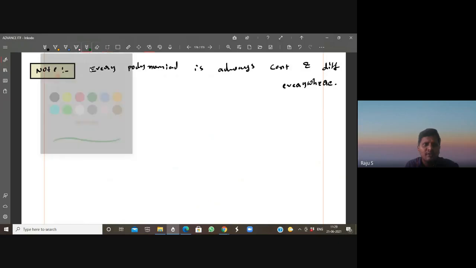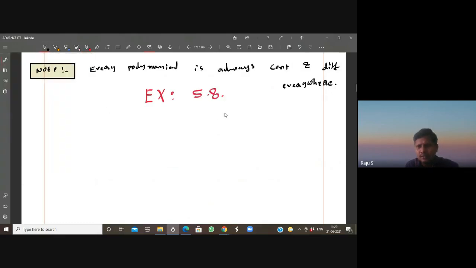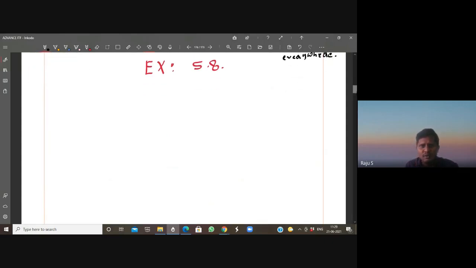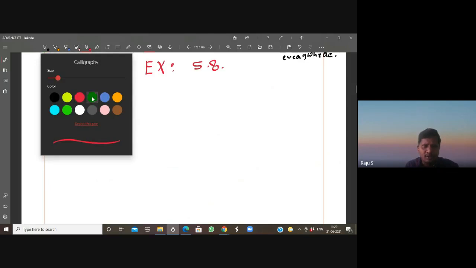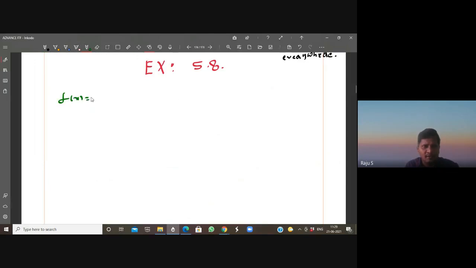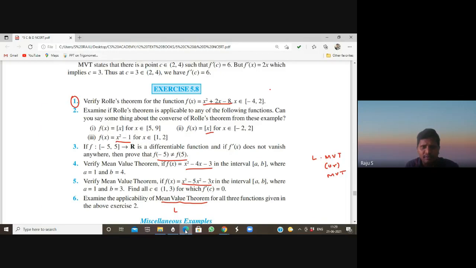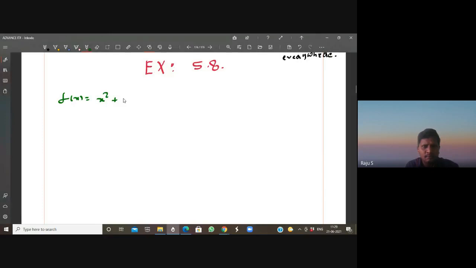See the first question. If you understood this concept, this OBT also will discuss these points only, right? Fine. The first question: f of x is equal to x square plus 2x minus 8. Now, what is the given interval? Minus 4 to 2.